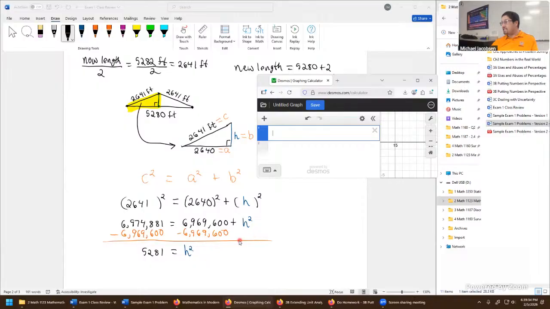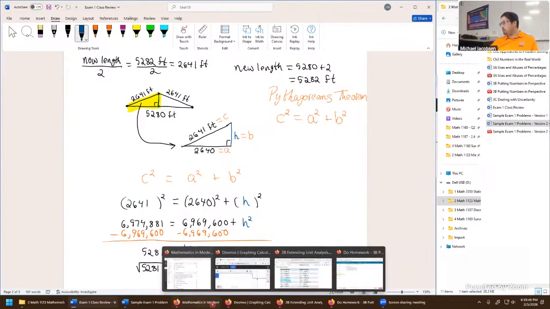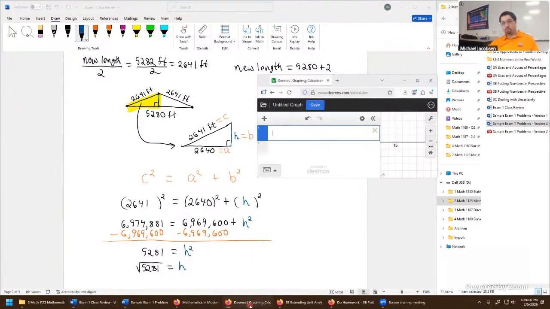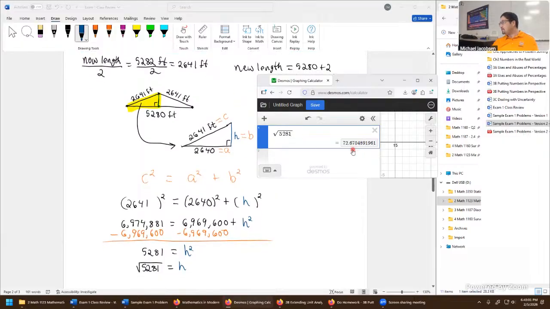Finally, we're about there. The last thing to do is take the square root of both sides. So the square root of 5281 is going to be the height that the railroad track buckles upwards on the hot day. This looks pretty crazy. So we have square root 5281. It says this is going to buckle upwards. Let's see, to the nearest hundredth, 72.67 feet.